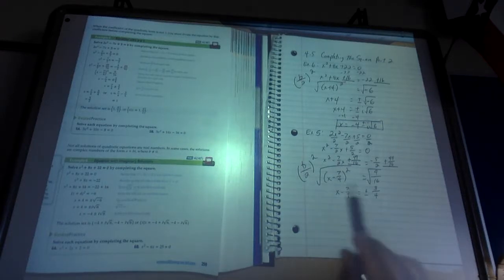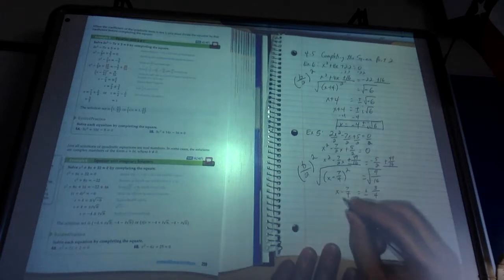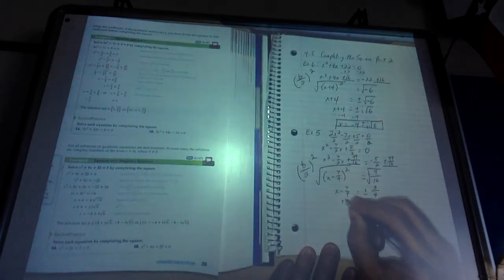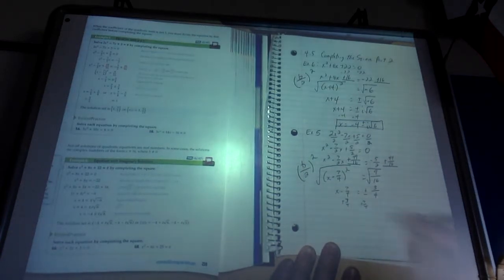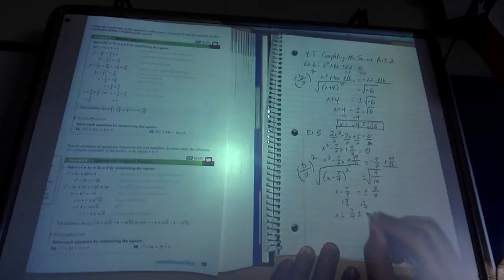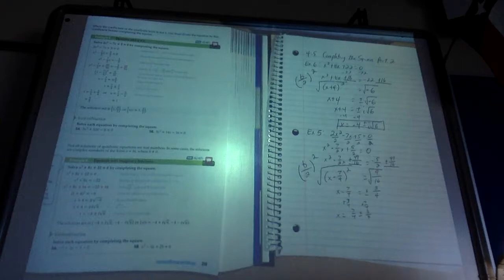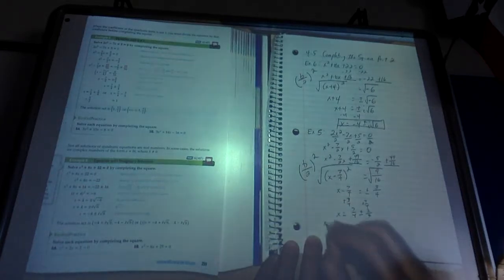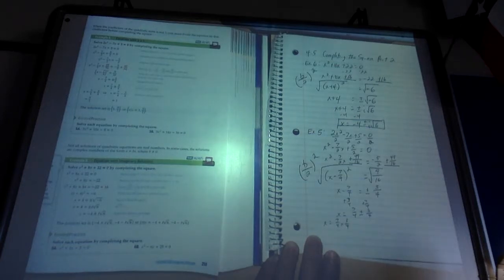Now remember, it's plus or minus 3/4, so we got 2 answers because we took the square root of this squared answer over here. So I'm going to have 2 answers. So now what I really have, I'm now going to add 7/4 to both sides. Okay? So I'm here. X equals 7/4 plus or minus 3/4. Now we're ready to split it up and get our answer. Okay? So I'm going to split it up over here. X equals 7/4 plus 3/4. Over here, x equals 7/4 minus 3/4.